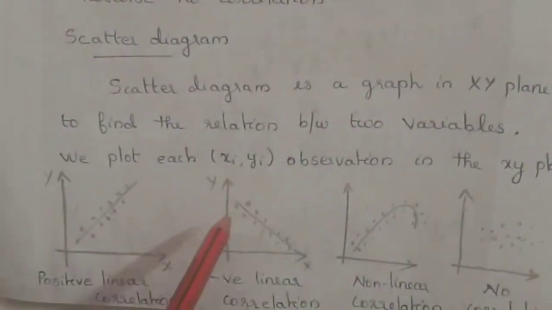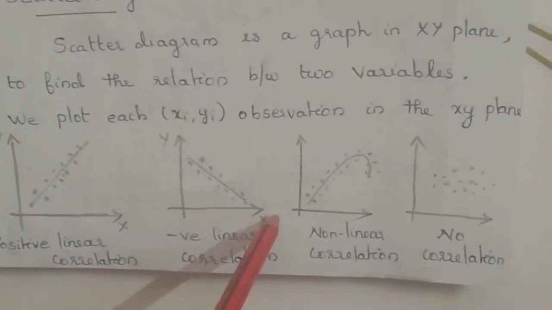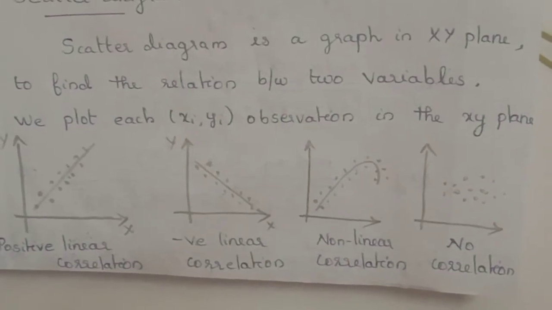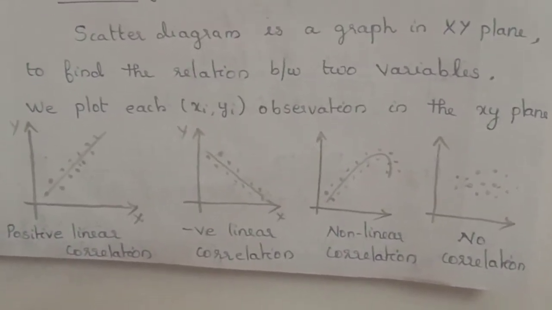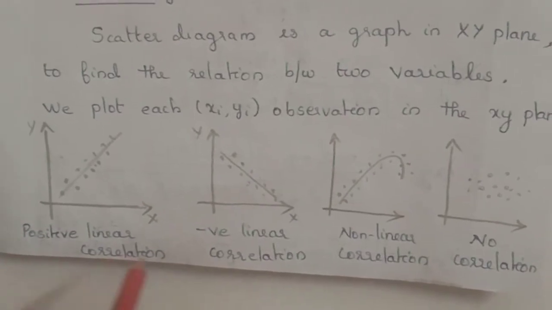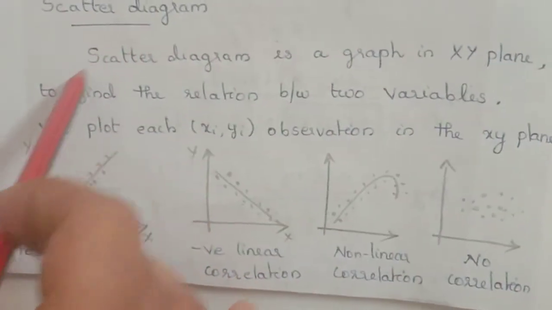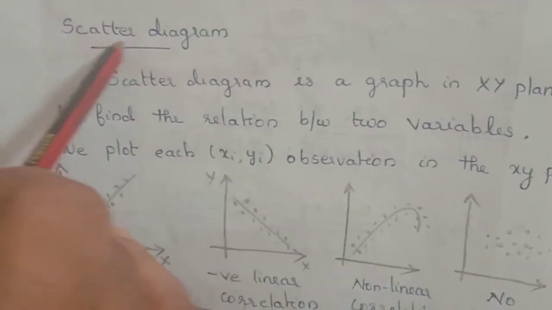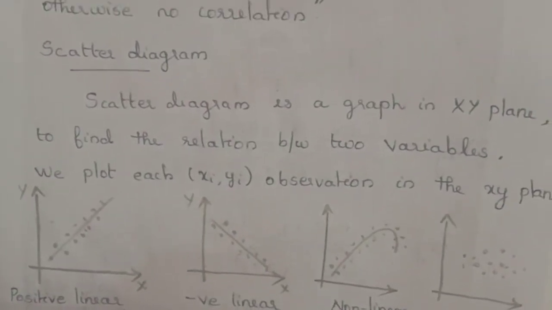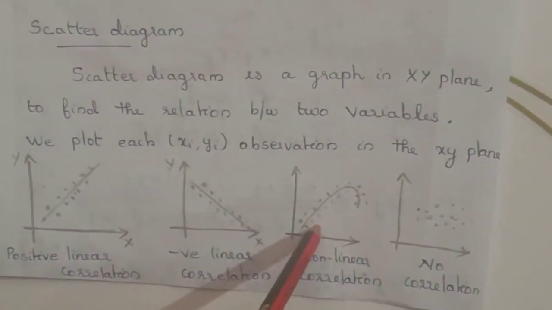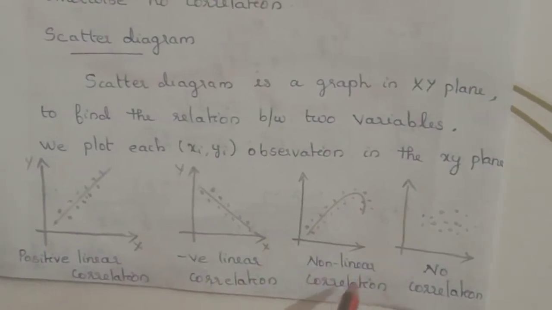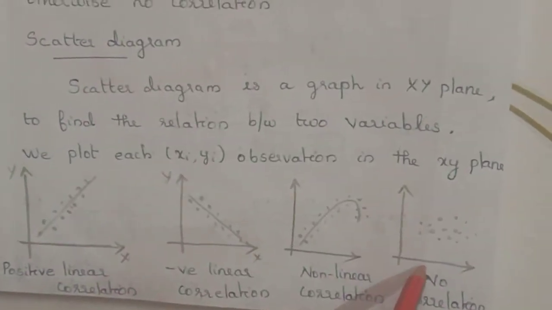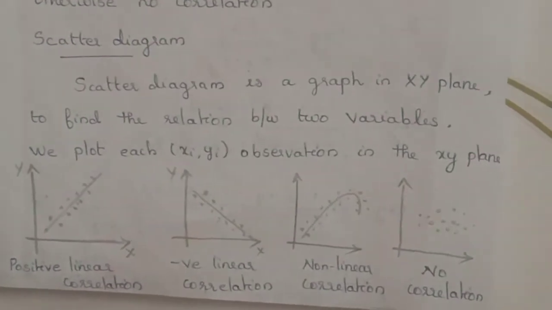And also, if an increase in one variable results in a decrease in the other variable, then it is called a negative correlation or inverse correlation. The representation of this correlation in an xy plane is called a scatter diagram. In this diagram, this is not linear, so it is called a non-linear correlation. If there is no relation between the two variables, that is called no correlation.